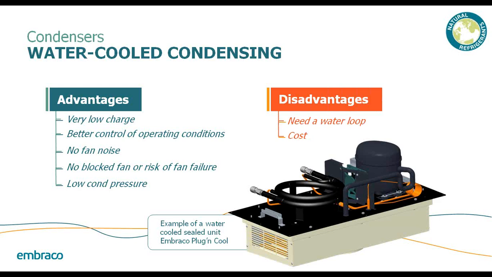Some of the disadvantages is that you do need a water loop, whether you're using a chiller or just tapping off of the city lines. These chillers cost money and add a significant cost to the overall project, but if an existing water source is there, it's a great thing to use. Also, flat plate heat exchangers are more expensive than your traditional air-cooled condenser would be.